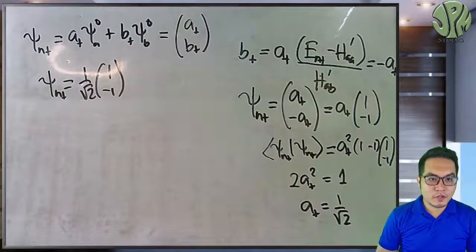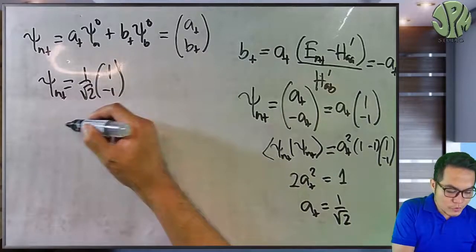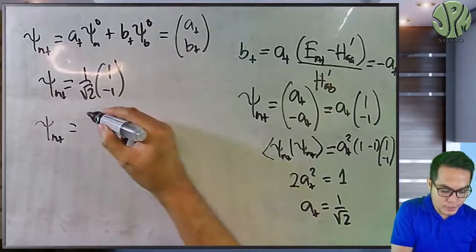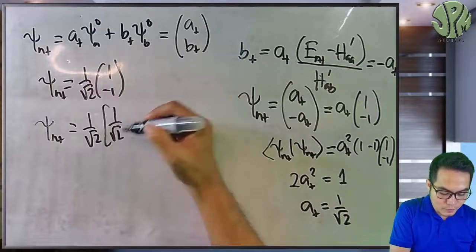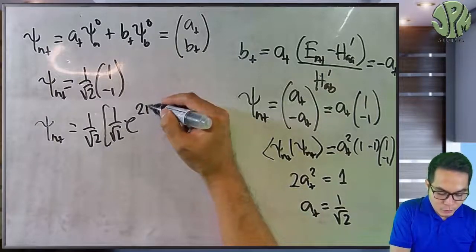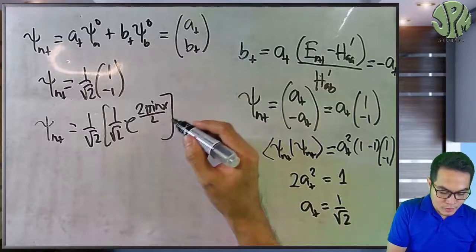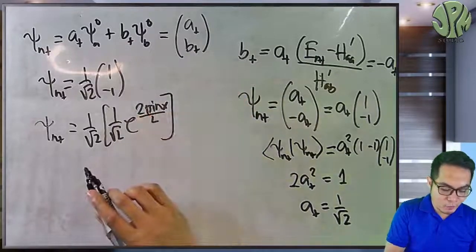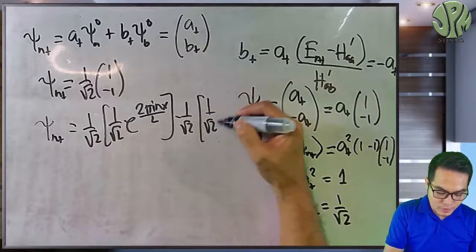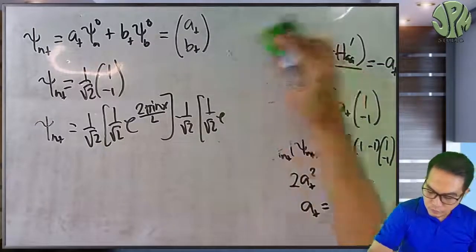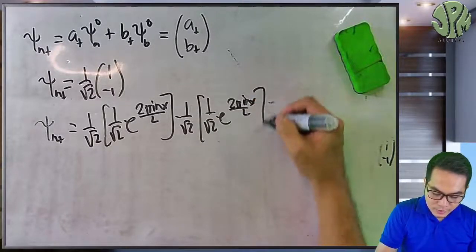Okay, so meaning, it's also equal to a plus is 1 over square root of 2. Then psi a0 is 1 over square root of L e to the positive 2 pi i n x over L. And then b plus is negative 1 over square root of 2, so minus 1 over square root of 2, 1 over square root of L e to the negative 2 pi i n x over L.